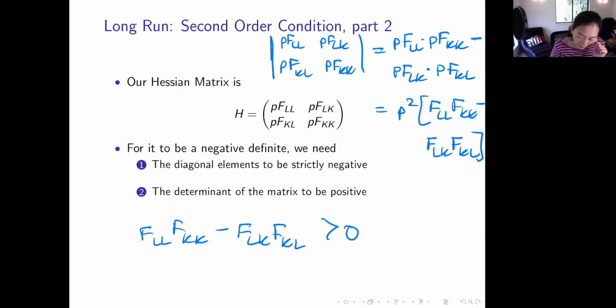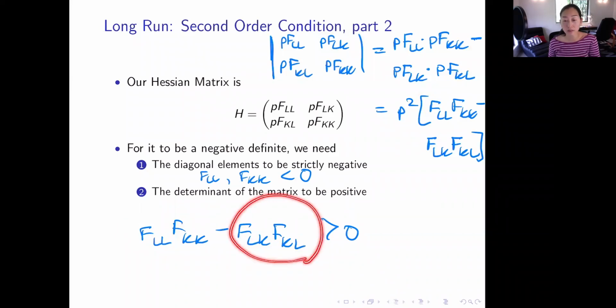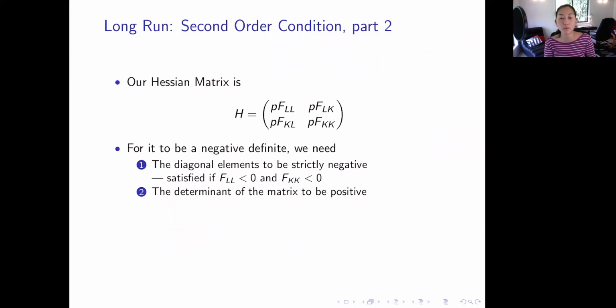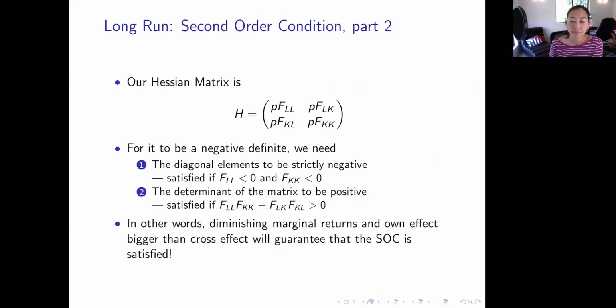So that means FLL and FKK have to be strictly negative. And also the own effect is bigger than the cross effect. Then it follows that our second order condition is satisfied. So what will we find? We find that L star and K star have to be the ones that actually give the maximum value of the profit, not the minimum one. Okay. So this is diminishing marginal returns, and this one is own effect bigger than the cross effect, which guarantees that the SOC is satisfied.